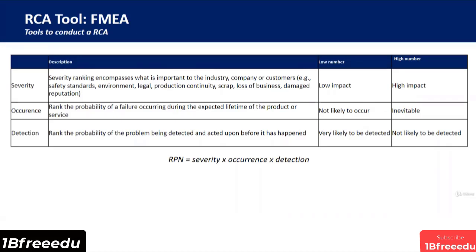So we need to think about, when it comes to the FMEA, what is the severity of that problem? How often does it occur? And how likely is it to be detected? And through that, we can come up with our RPN number, which we'll look at again on the next slide.